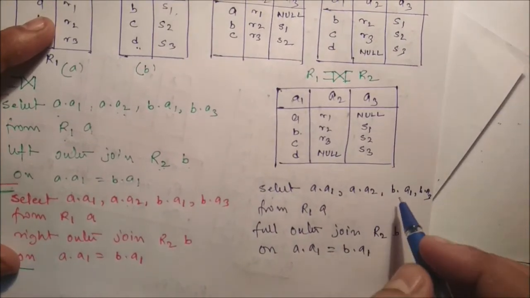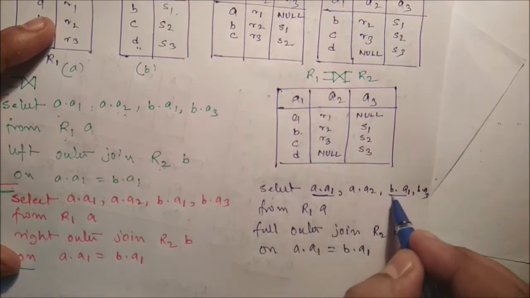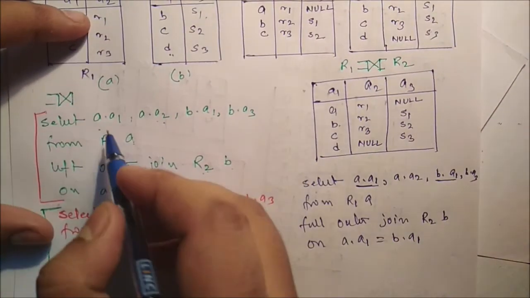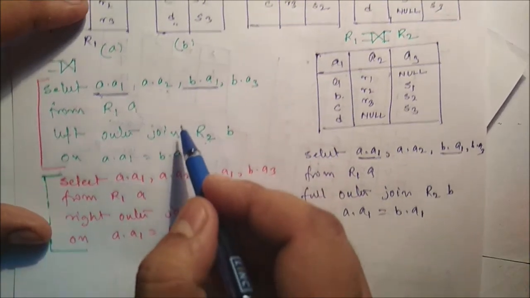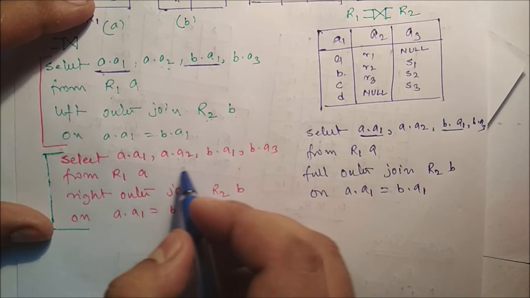So here we mention A1 both times, it is not required. If you want to check your output, you can include it, otherwise it is not required. Same here, we display both A1 attributes, so it is not required. It depends upon you. You can add it to check whether it is working properly or not.